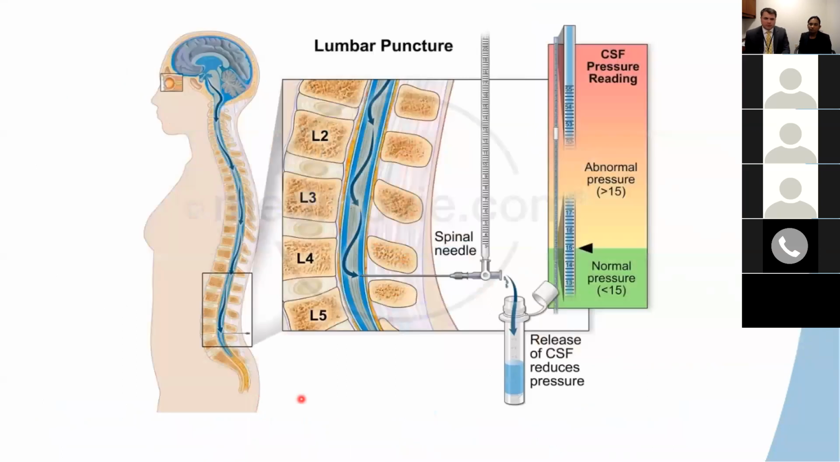So here's just another picture with it. The needle goes in, you get some of the CSF fluid out, and you can measure the opening pressure. And the normal pressure, it says here, around 15 to 20.